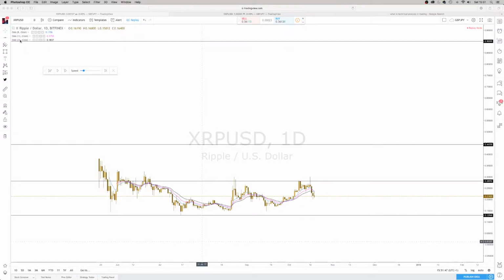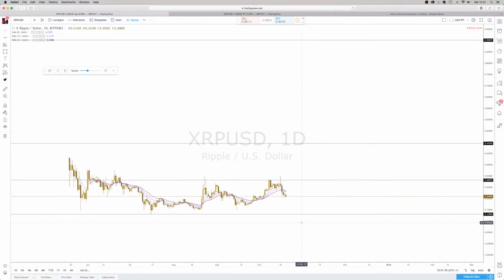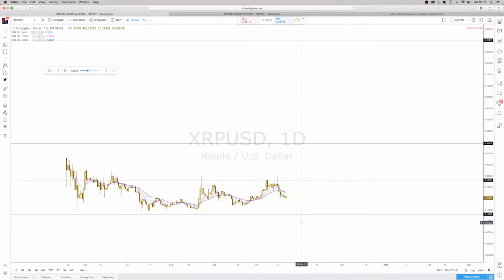But price has been ranging. So let's just, every 2 seconds, I think, if we do that, we'll start playing the chart. So, as you can see, we're watching the chart. Price is playing out.